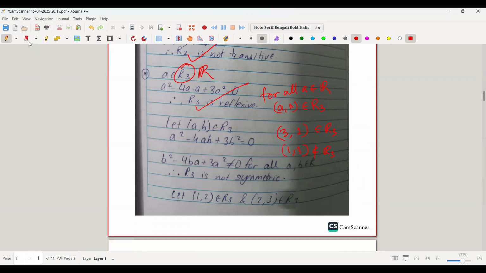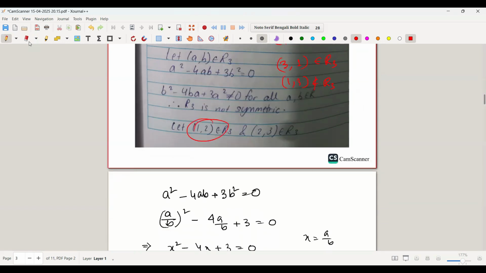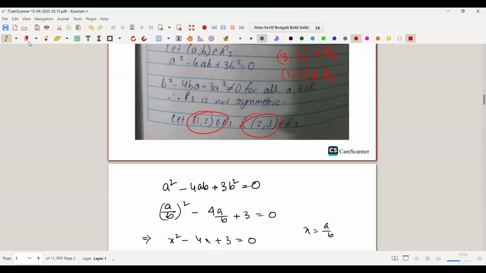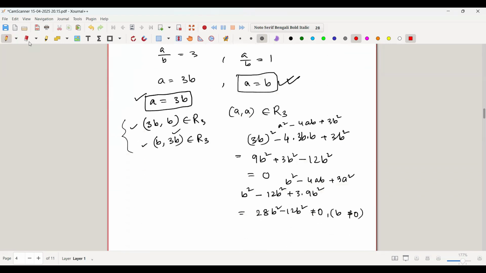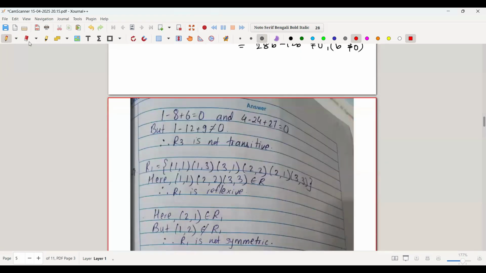And for transitivity, these examples are not correct. How did you take this? You haven't checked it. Have you checked? Oh, 1 minus 8 plus 6 equal to 0.